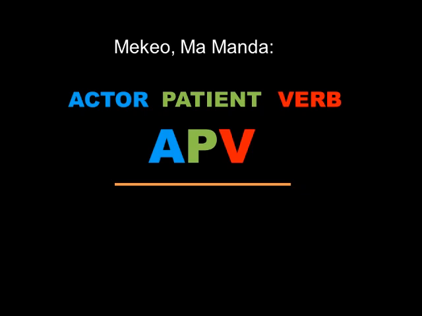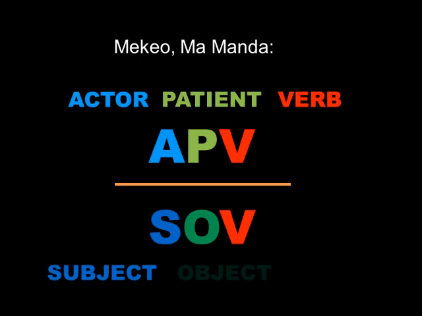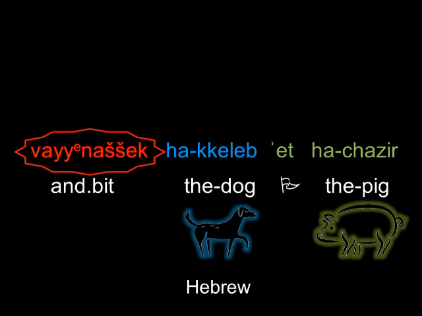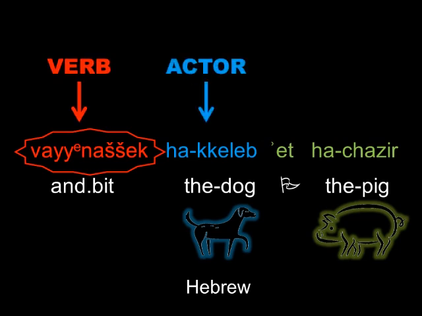More commonly, these languages are called SOV languages, because the subject comes before the object, and the verb is usually at the end. In some languages, the verb even comes at the beginning of many sentences, as in Hebrew stories, where the verb usually comes first, followed by the actor, and then the patient. So this sentence says, "Vayenashech hakelev et hachazir."